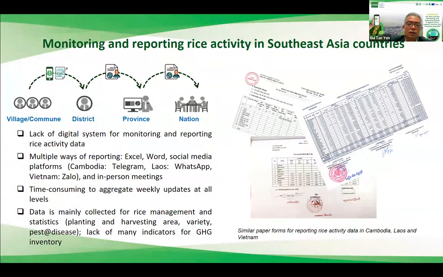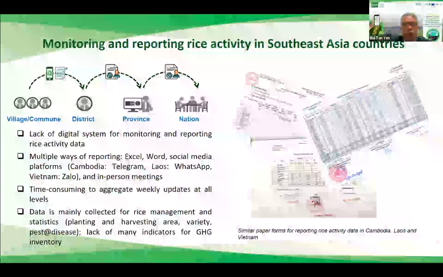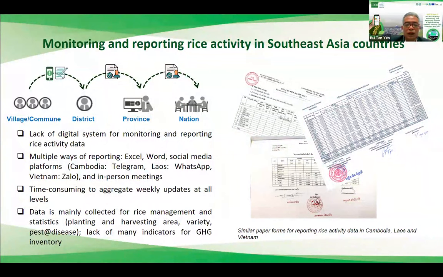We see that in those countries, there is a lack of a digital system for monitoring and reporting rice activity data. There are multiple ways of reporting, as I explained earlier. In Cambodia, it's very common to use Telegram, a social media platform. In Laos, they use WhatsApp. In Vietnam, they use Zalo. So they send the data, but still need someone to collect all the data and do the arrangement and processing before submitting to the higher level. So it's quite time consuming.